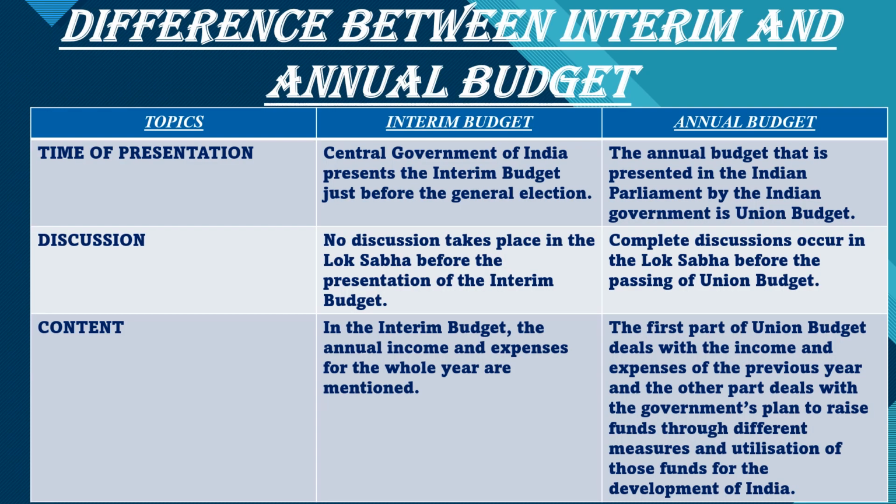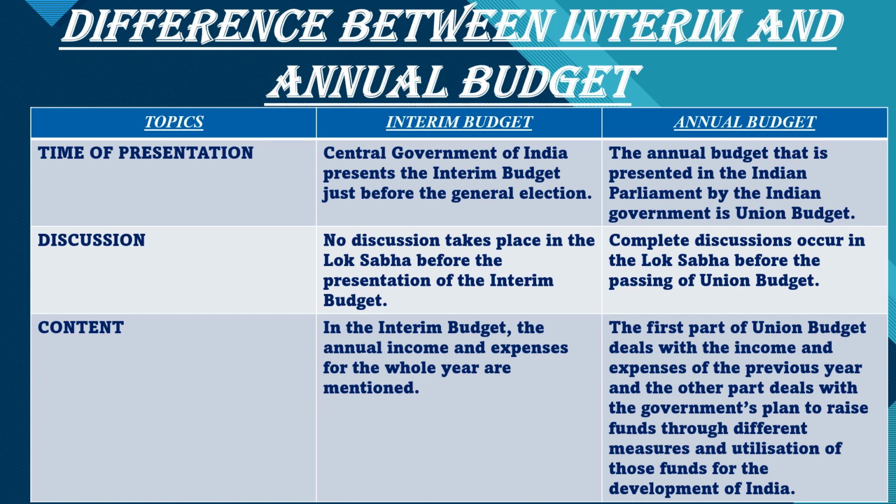Now, the difference between the interim and the annual budget is very important, and it also came in one of the years of the UPSC mains paper. The main differences between the interim budget and the annual budget are, firstly, the time of presentation is quite different. The central government of India presents the interim budget just before the general elections, and the annual budget is presented in the Indian Parliament by the Indian government.